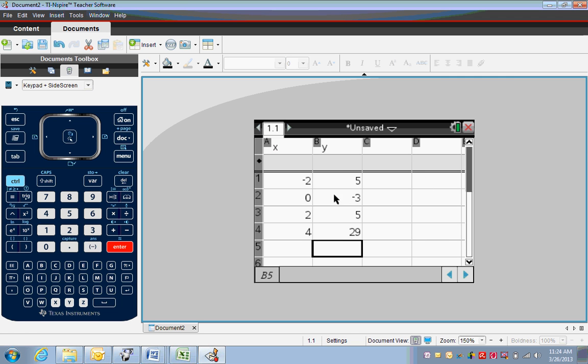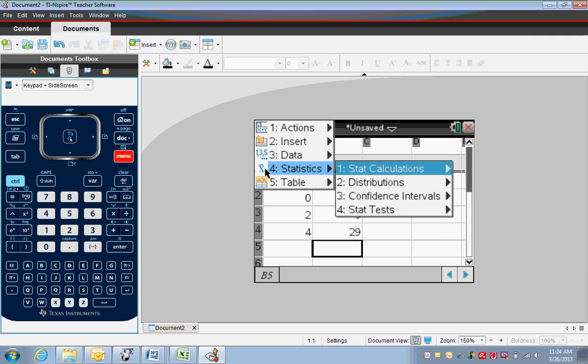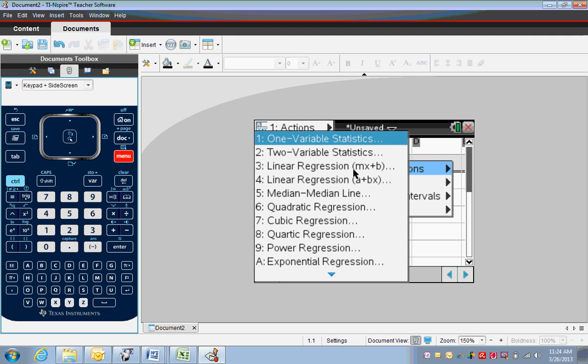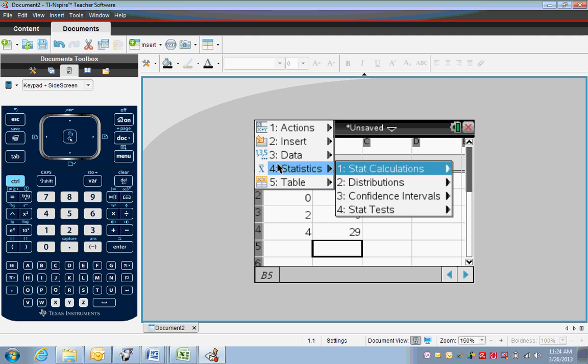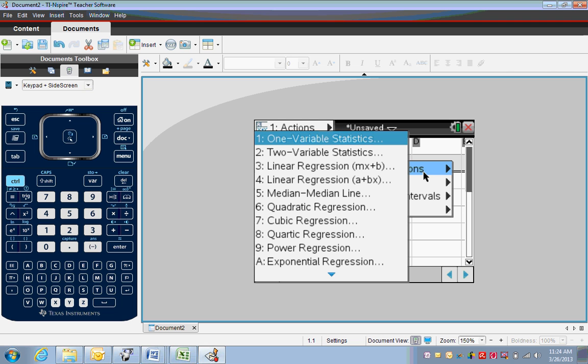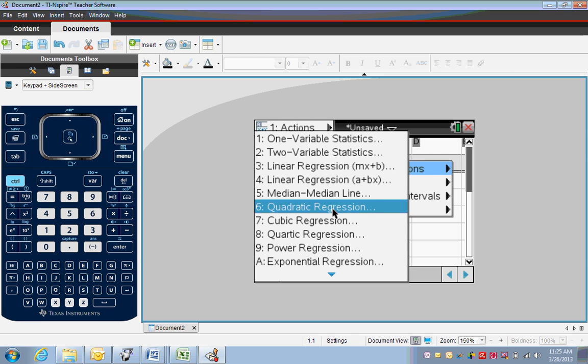And we know that this table is going to give us a quadratic equation. So now we just have to find that equation. And the way we're going to do it is we hit Menu, we go to Statistics, and then Stat Calculations. So once again, we hit Menu, Statistics, and then Stat Calculations. Now we're used to going to linear regression where we have mx plus b, but remember this time we're dealing with a quadratic table, so we're going to go down to quadratic regression.